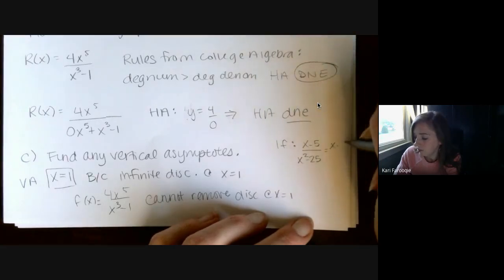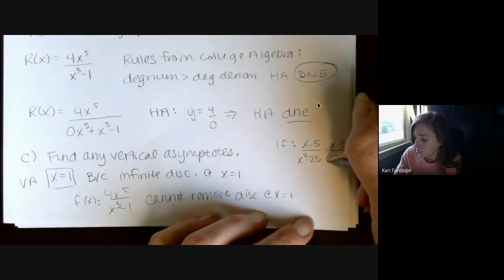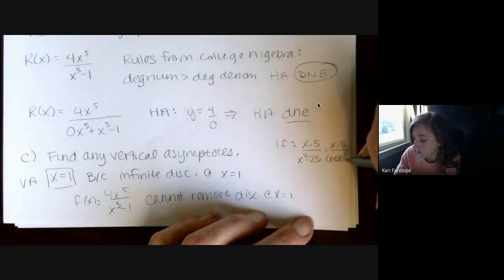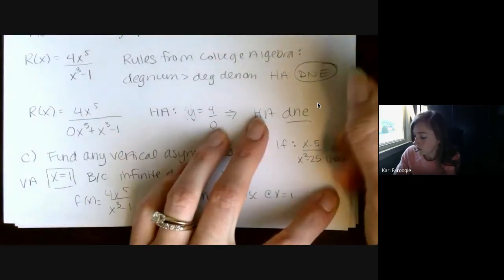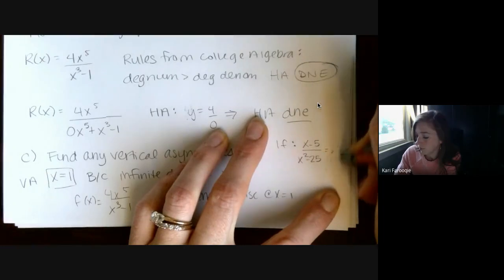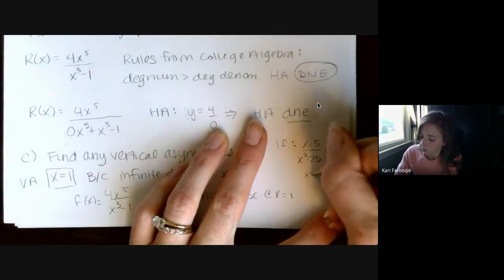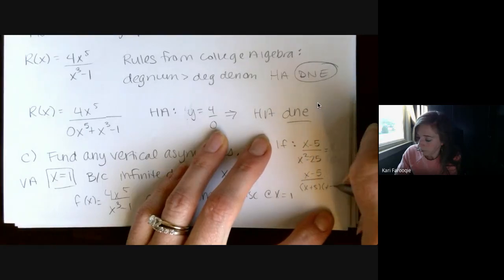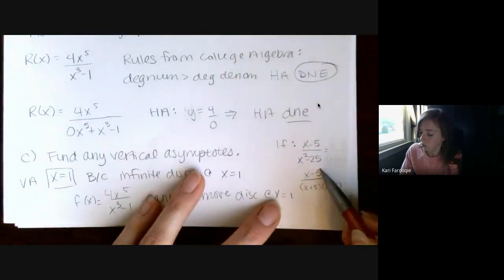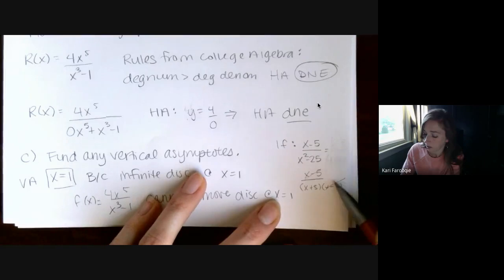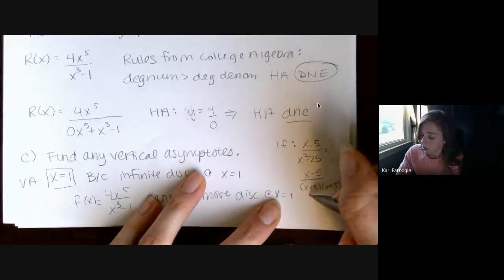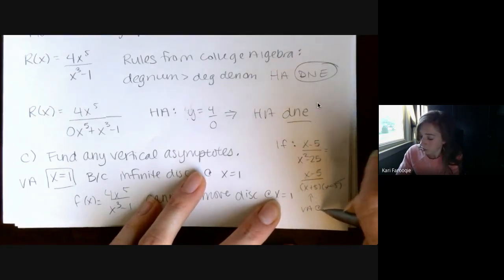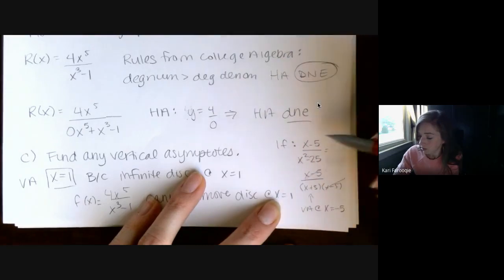Yeah, this is similar to the example I gave you for removable discontinuity. Sorry, I'm smashing this in here. Now I have to rewrite it. And if you can do that by factoring and canceling, then you would not have a vertical asymptote at x equals 5. In this case, you would only have a vertical asymptote at x equals -5.